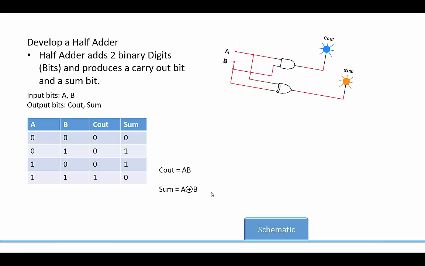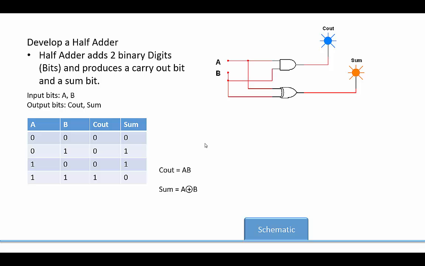So if I were to put this together, maybe in some software, maybe Multisim, that's how my schematic would look. I've got my two input variables. I've got my AND gate producing the C out. And I've also got my input variables A and B going to an exclusive OR gate producing the sum.